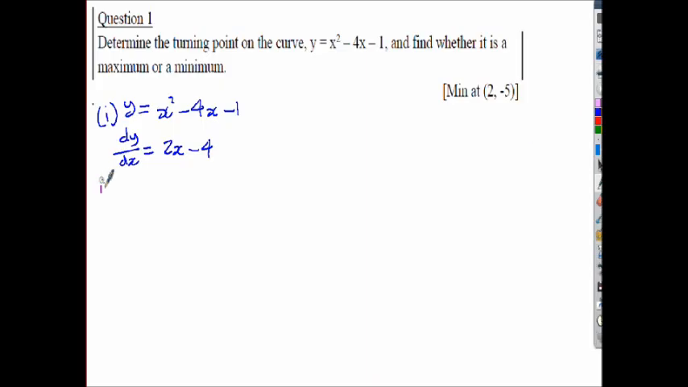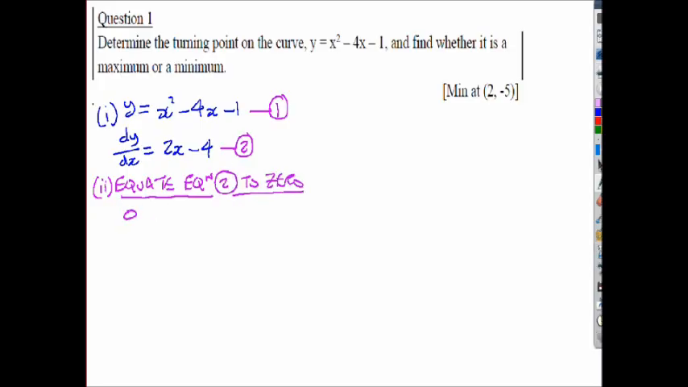Step 2, we're going to equate the equation to 0. And again, I like to give them labels. That's equation 1, that's equation 2 in this case. So equate equation 2 here. Okay, so 0 is equal to 2x minus 4. Need to rearrange the equation. So 2x is equal to positive 4. So that gives us x is equal to 2 in this case. Check your rearrangement there, make sure you're happy with that. So x is equal to 2.